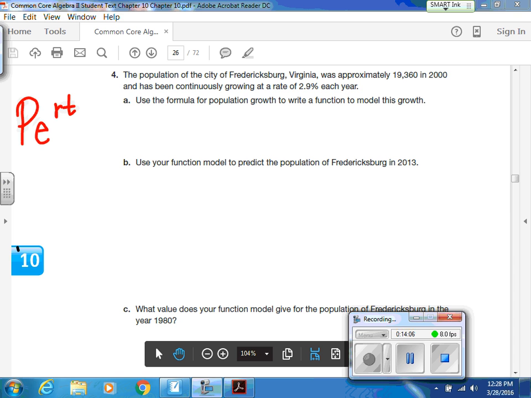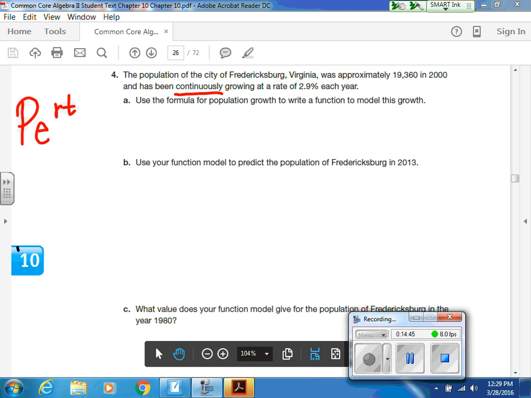Let's talk about Fredericksburg. All right, the population of Fredericksburg was 19,360 in 2000 and has been continuously growing. All right, that continuously right there tells you that this is a PERT problem. Okay? It's continuous. So that's what it is. All right? Growing at a rate of 2.9% each year. Use the formula for population growth. That's this. To write a function to model this growth.